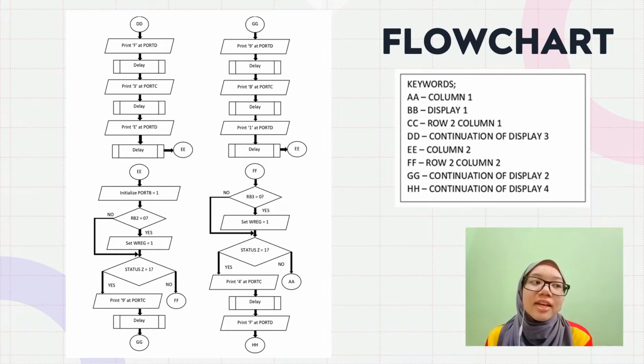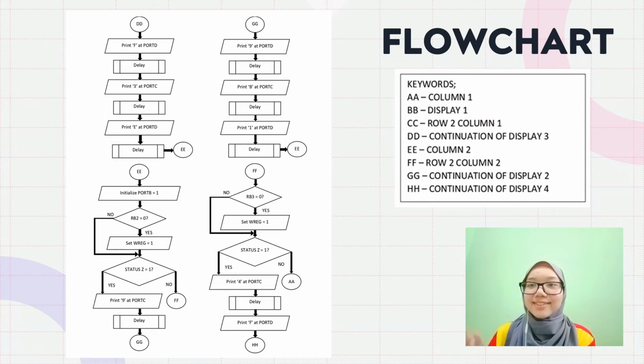If status Z is 0, we move to RB3 and check if RB3 is equal to 0. If RB3 is equal to 0, we set the register as 1, and check if status Z is equal to 1. We print 4 at port C and have a delay routine, and print F at port D, and we'll continue next. But if status Z is not equal to 1, we will repeat the program at column 1.